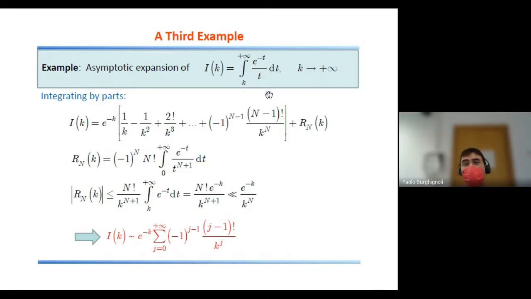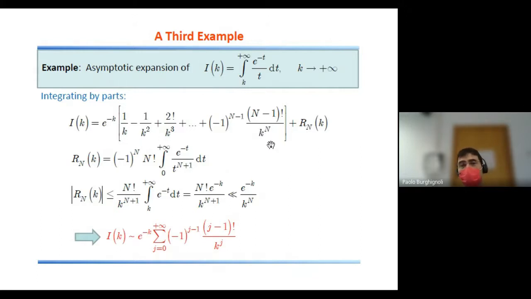Okay. Now again, we can integrate by parts. If you do that, we will discover that all the terms you obtain contain the exponential factor e to minus k. So it can be factored out in front of the square brackets, which contain again the asymptotic sequence 1 over k, 1 over k squared, and so on. And again, we have a remainder.